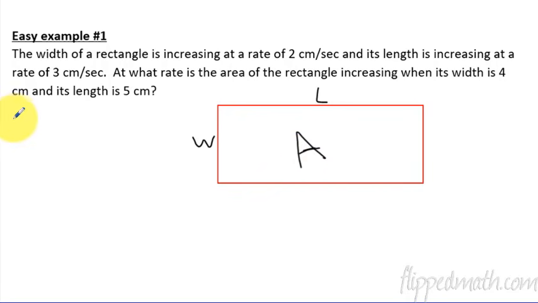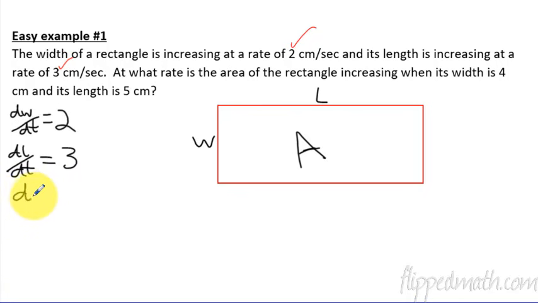then I'm going to have that the rate of change of the width. So I'm going to say that dW/dt, the width is changing with respect to time, is going to equal 2 centimeters per second. You can write the labels or you can just put the number. We just got to make sure that all of our units are the same. Next we have the length. The length is increasing with respect to time at a rate of 3 centimeters per second. So we have this first one, we have the second one, and at what rate is the area of the rectangle increasing?